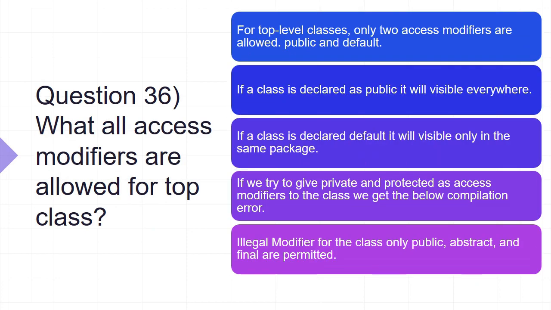Question 36. What all access modifiers are allowed for top-level classes? For top-level classes, only two access modifiers are allowed: public and default. If a class is declared as public, it will be visible everywhere. If a class is declared default, it will be visible only in the same package. If we try to give private and protected as access modifiers to the class, we get the below compilation error: Illegal modifier for the class, only public, abstract, and final are permitted.